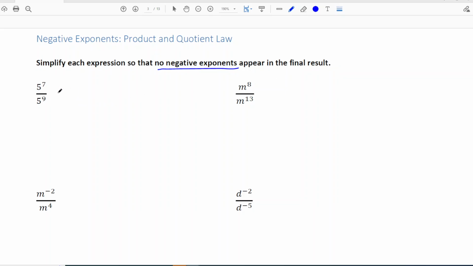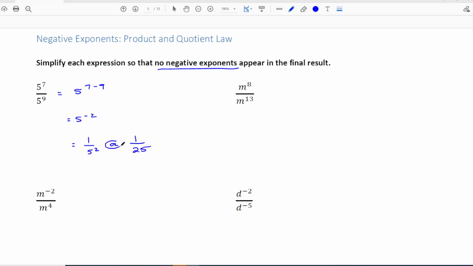So if I look at a question like this one, I have 5 to the 7 divided by 5 to the 9. I can use the quotient rule to say that this is 5 to the 7 minus 9, which would leave me with 5 to the negative 2. That's a negative exponent, so then I have to make this positive by saying that this is 1 over 5 to the 2. Or some people might go even further, and the textbook will often say "or". I can do this as 1 over 25.